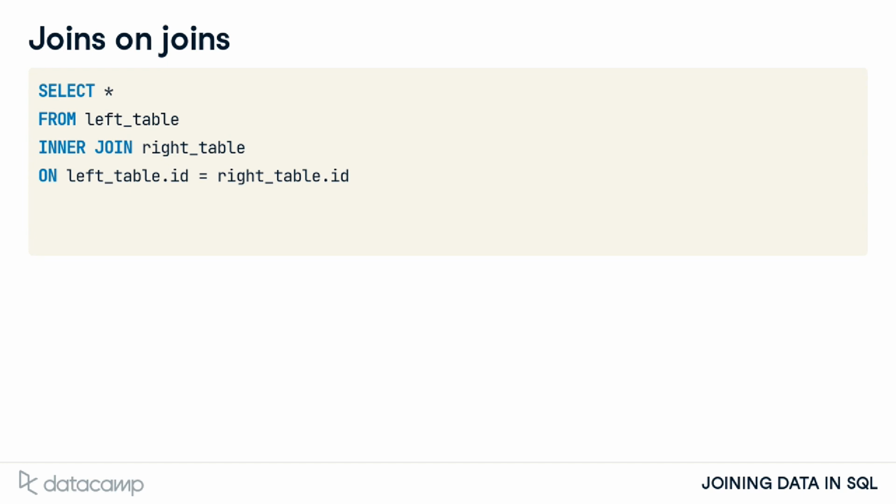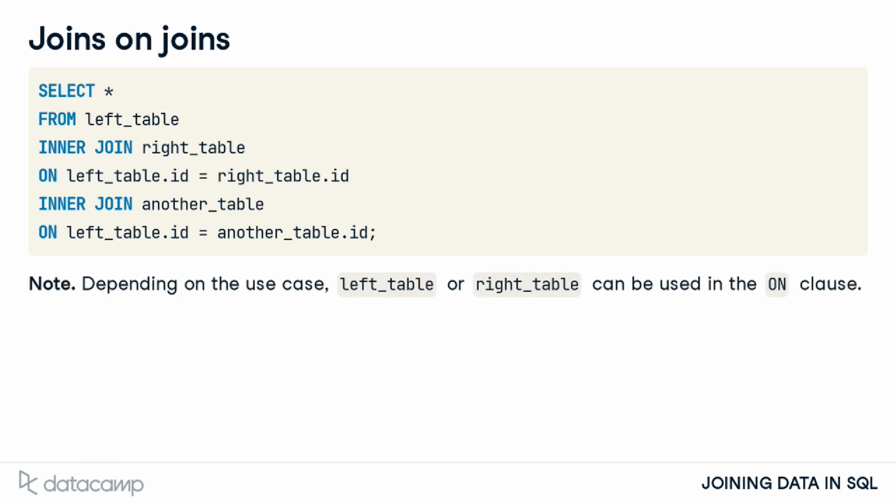We begin with the same inner join as before and then chain another inner join to the result of our first inner join. Notice that we use leftTable.id in the last line of this example. If we want to perform the second join using the ID field of right table rather than left table, we can replace leftTable.id with rightTable.id in the final line.